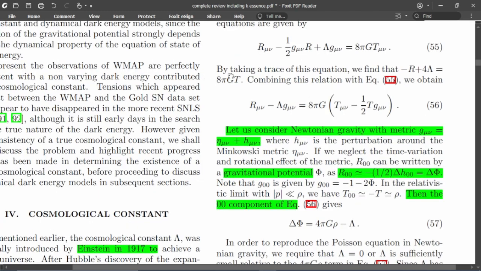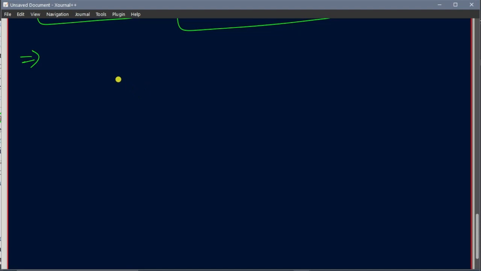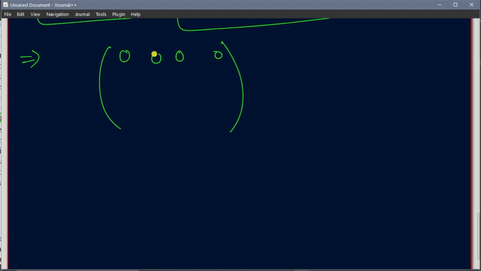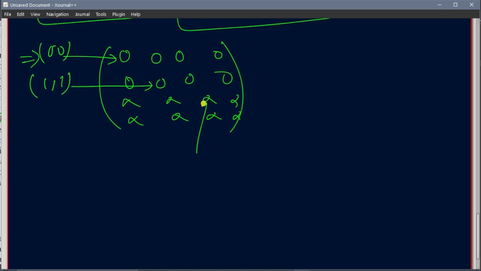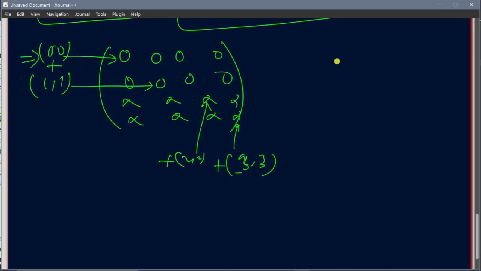What is the meaning of trace? By tracing the equation, we find minus R plus 4 lambda is equal to 8 pi G T. What is the meaning of that? We already know that R mu nu or T mu nu are 4 cross 4 matrices. Now when we are talking about trace, it means taking only the diagonal elements. These components are 0 0, 1 1, similarly 2 2 and 3 3. Now add these components 0 0 plus 1 1 plus 2 2 plus 3 3. These components will give you the trace.